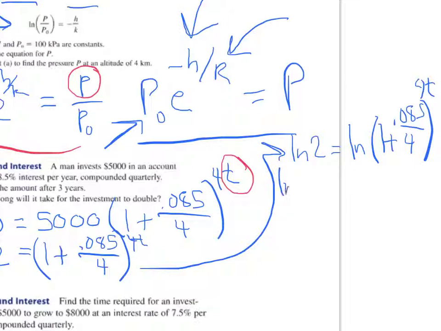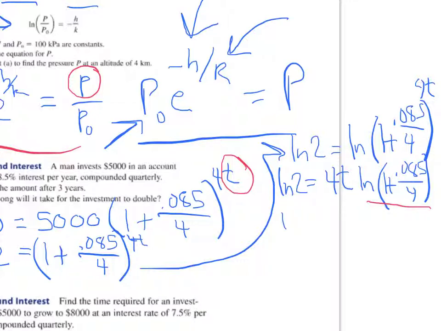I still have the natural logarithm of 2, but on the right-hand side, the 4t exponent becomes a coefficient, so I have 4t times the natural logarithm of 1 plus 0.085 over 4. Now, the natural log of 1 plus 0.085 over 4 is just a number. So I'm going to divide by that number, and while I'm at it, I may as well divide by the 4 as well. It's all part of the number over there.